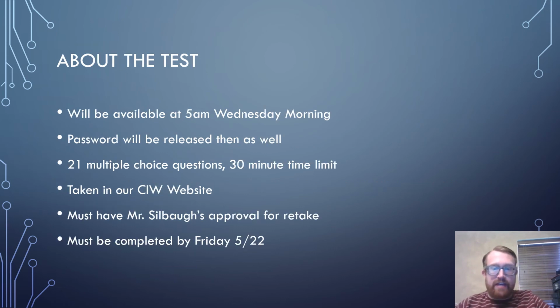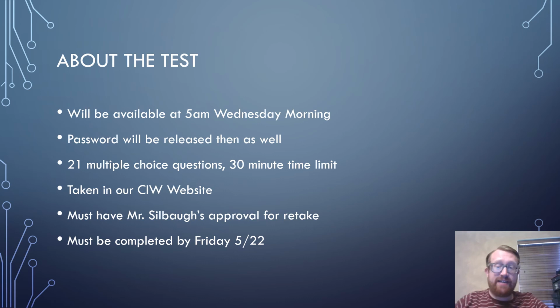All right, about the test. It's going to run exactly how it has for other units that we've done while digital learning. It'll open up 5 a.m. Wednesday morning. The password will be released as then. I'll probably email the password out the night before because I know I'm not going to be up at 5 a.m. But password will be released. It's 21 multiple choice questions. You have 30 minutes to take it.